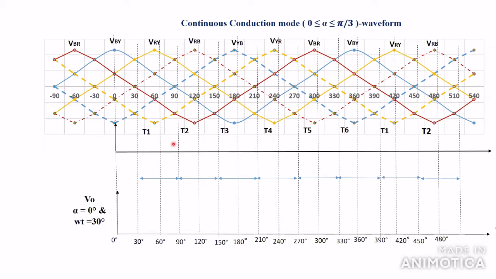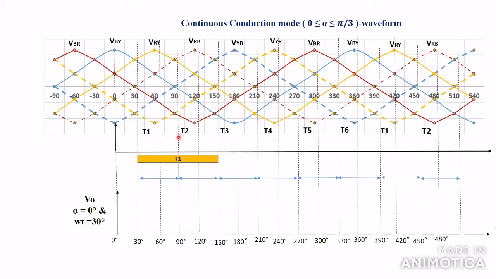So in the previous lecture, we have already discussed that each thyristor will conduct for a period of 120 degree and each thyristor will be triggered at a 60 degree interval. So now we are considering alpha is equal to 0 degree. That is, T1 is triggered at alpha equal to 0, that is omega T is equal to 30 degree. So if T1 is triggered at omega T equal to 30, it will conduct till 150. That is, for 120 degree interval it will be conducting.